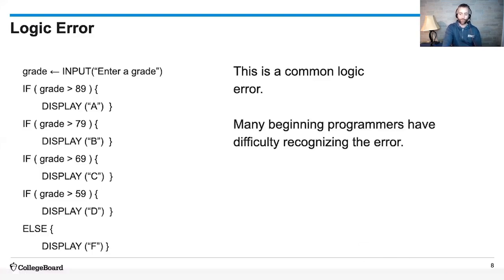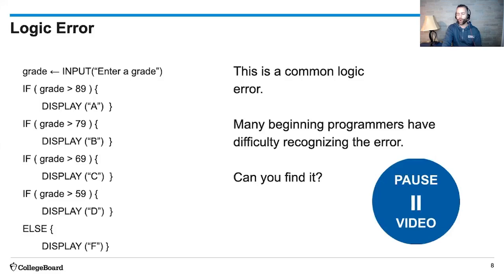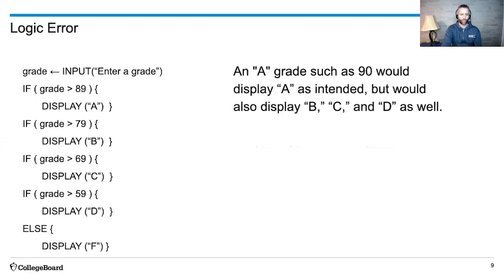Now, this is a common logic error. Many beginning programmers have difficulty recognizing this error. Can you find it? Go ahead, pause the video and look at this algorithm and spend a little time thinking about it. Can you figure out what logic error is in this program? All right, were you able to find it? Well, an A grade, such as 90, would display A as intended, because we said if grade is greater than 89, display A. But it would also display B, C, and D as well. Is that true? Well, think about it.